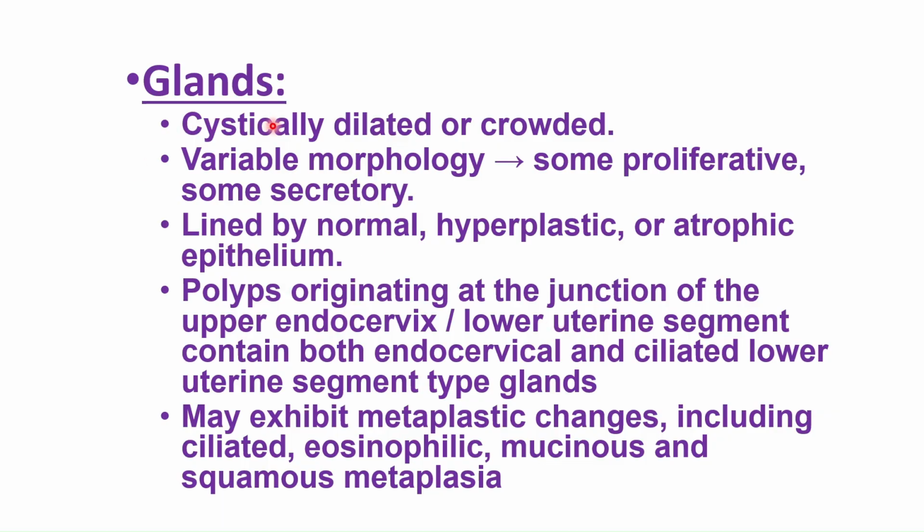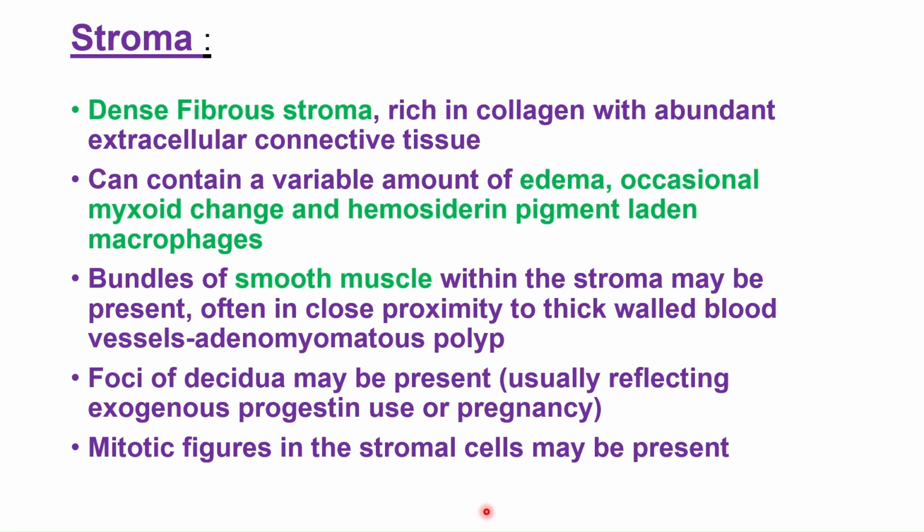So as we have seen, glands are mainly cystically dilated or crowded. Variable morphology includes some having proliferative features or some having secretory features. They are lined by either normal or hyperplastic or atrophic epithelium. Polyp originating at the junction of upper endocervix or lower uterine segment contain both the epithelium, endocervical as well as ciliated lower uterine segment type of glands. And they may exhibit metaplastic changes including ciliated, eosinophilic, mucinous and squamous metaplasia.